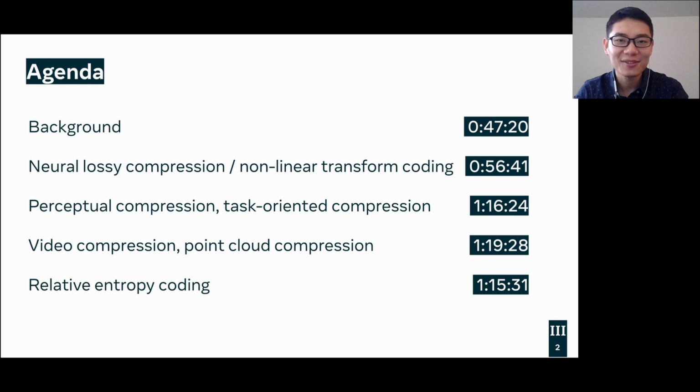I'll start with some background on lossy compression under the usual rate-distortion criteria. Then I'll introduce nonlinear transform coding, which is currently the predominant paradigm for neural lossy compression. Then I'll consider some additional criteria for lossy compression, such as perceptual quality and performance on downstream tasks. Then I'll go beyond image compression and give you a flavor of video and point cloud compression. And finally, I'll hand over to Karen, who will talk about relative entropy coding, which in principle allows us to use any kind of latent variable model for compression.